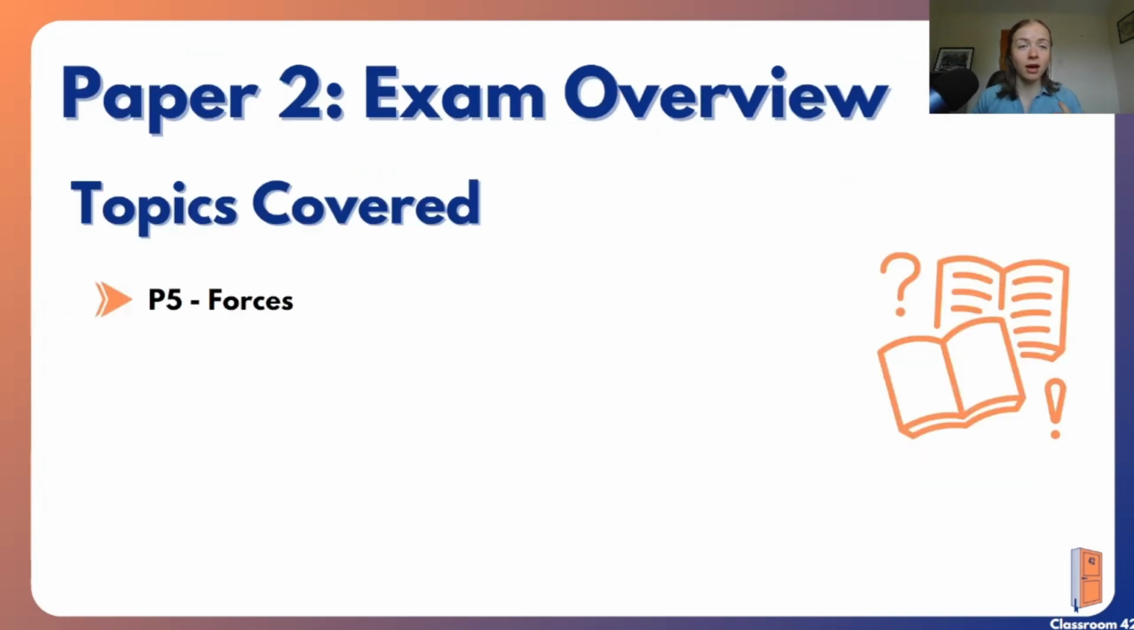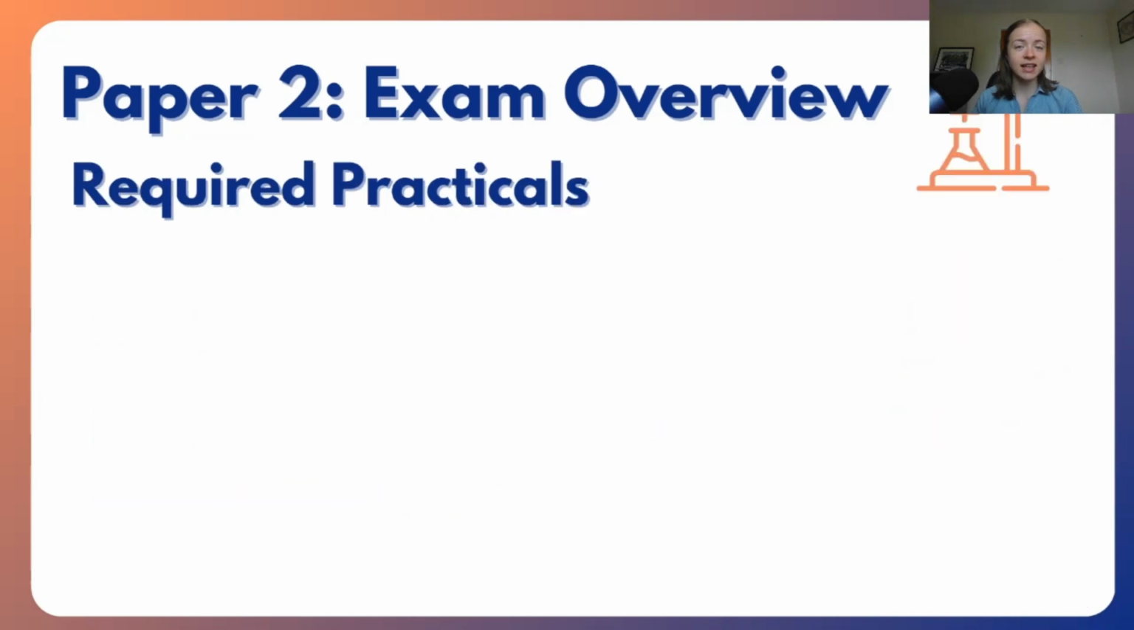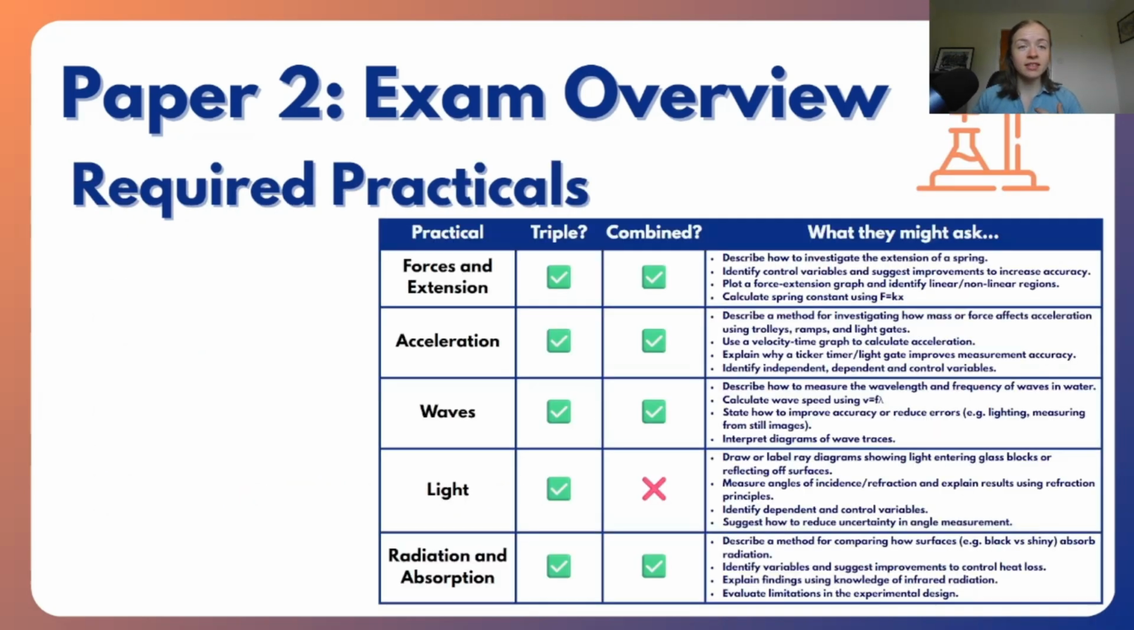So the topics covered are P5 forces, P6 waves, P7 magnetism and electromagnetism, and then for physics students, P8 space physics. The required practicals for these are forces and extension, acceleration, waves, light, and radiation and absorption. And light is a triple science practical only. There are a few different things they might ask for each of these practicals, so I appreciate this is quite small, but let's go through each of these in turn.